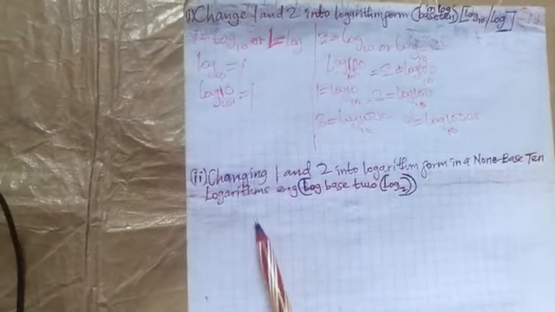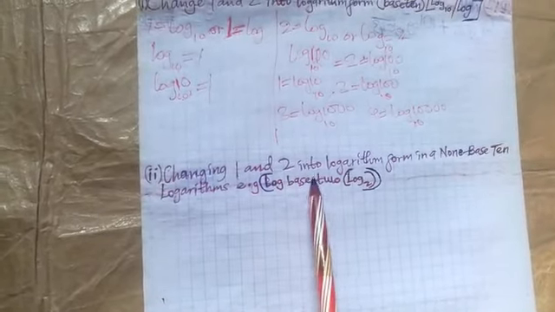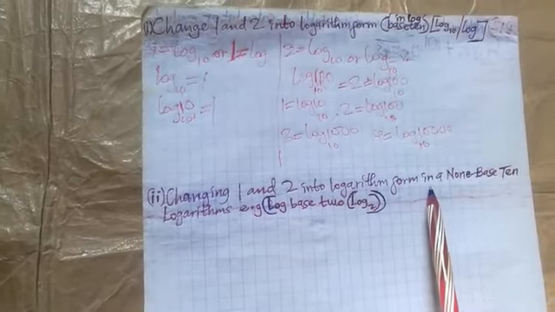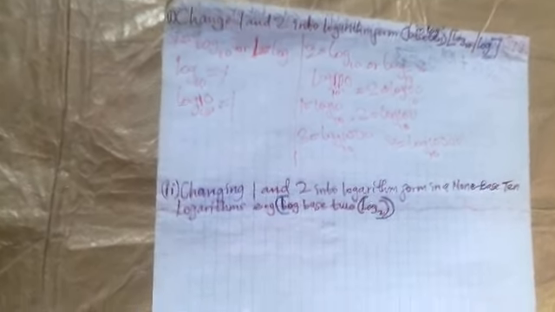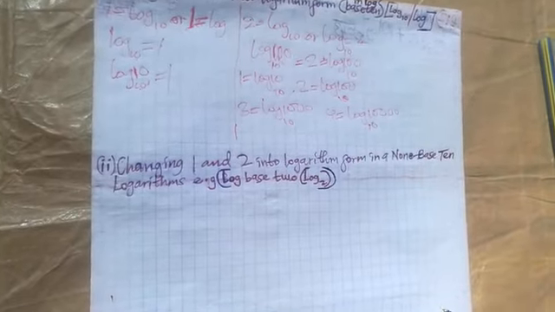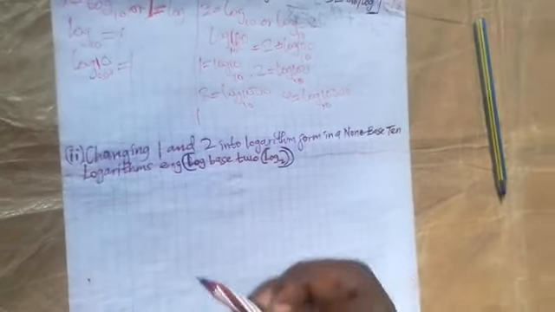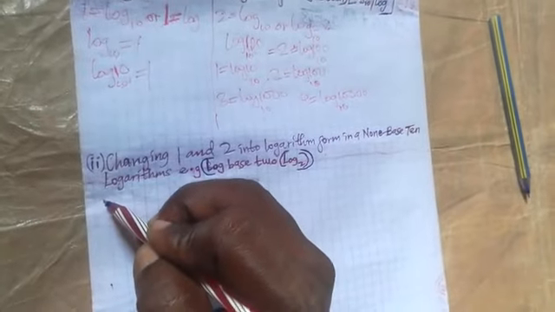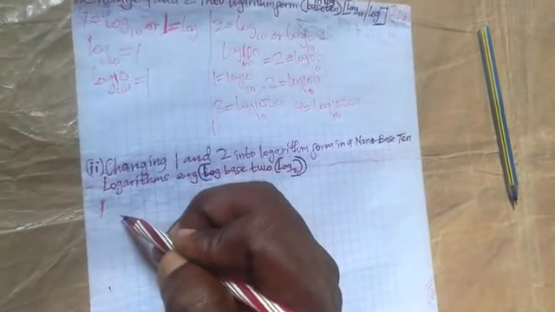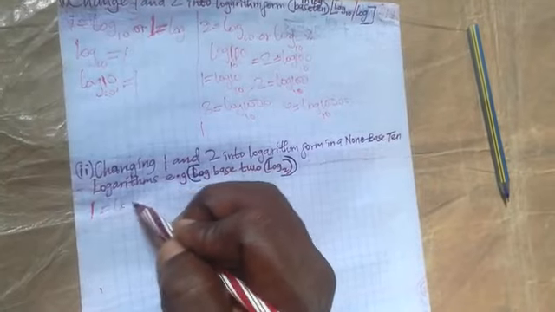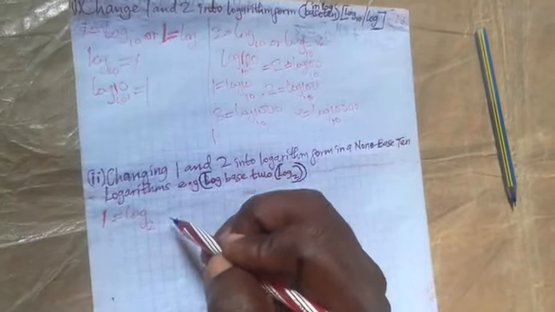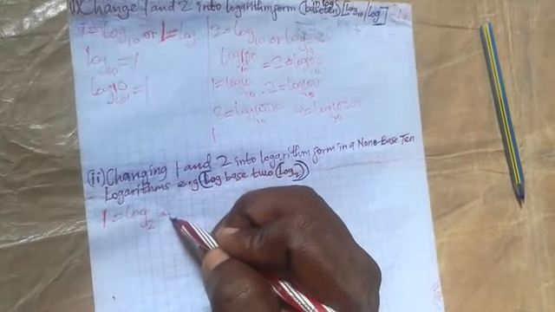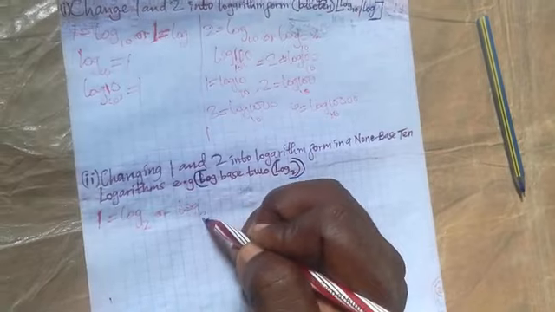But if the log is not in base 10, we say that changing 1 and 2 into logarithm form in a non-base 10 logarithm, e.g. log base 2. For example, if we are given log base 2, let's say 1, to change 1 into log base 2, say 1 is equivalent to log base 2. Therefore, this can also be written as log 2 is equal to 1.